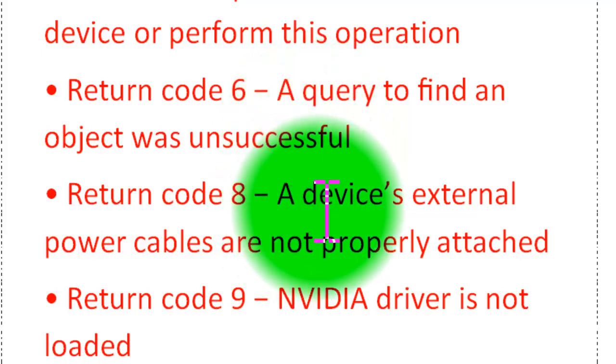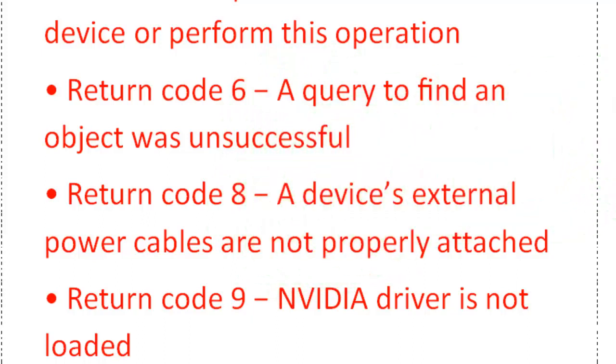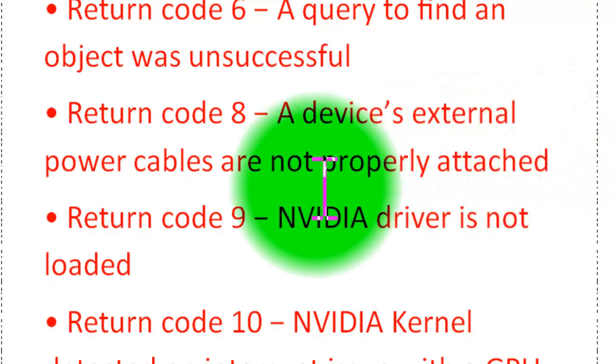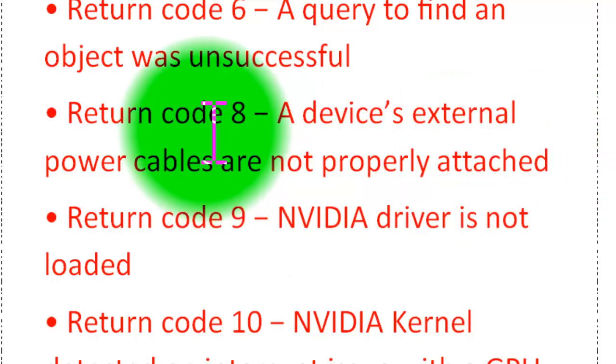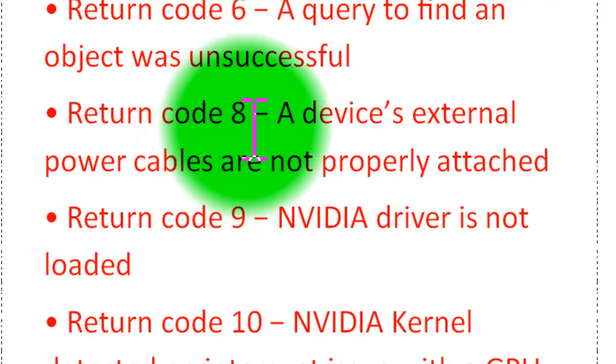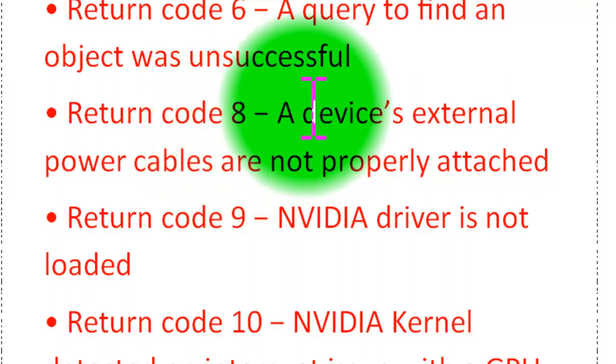Code 7 is missing, and now code 8. A device or external power cable is not properly attached. If you have return code 8, the error means a device or external port cannot work properly, so your port or your cable may be damaged, and it cannot be used at this time.